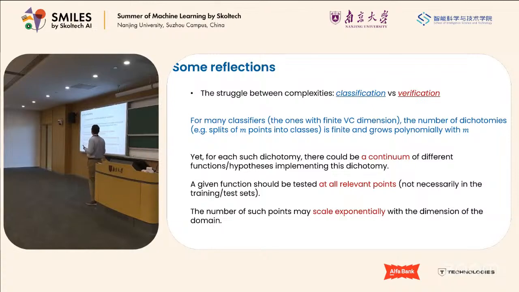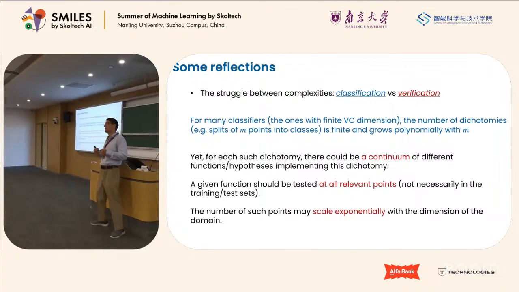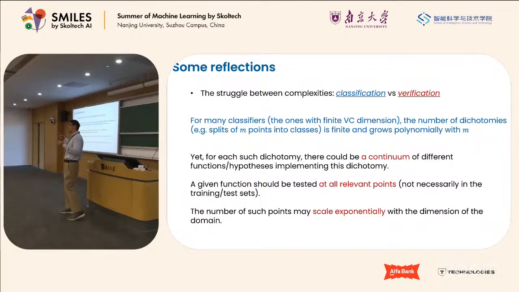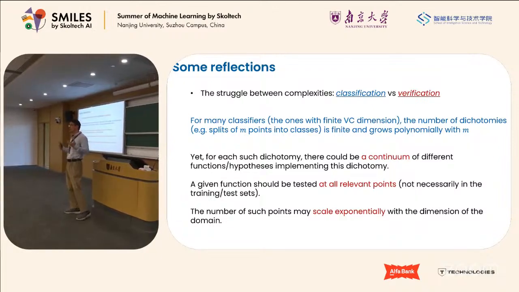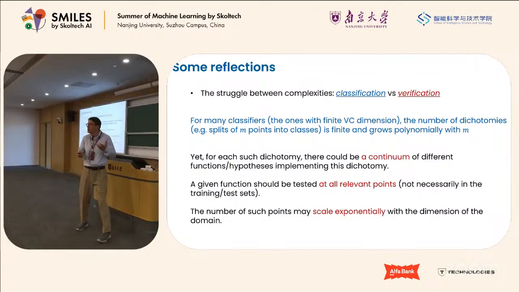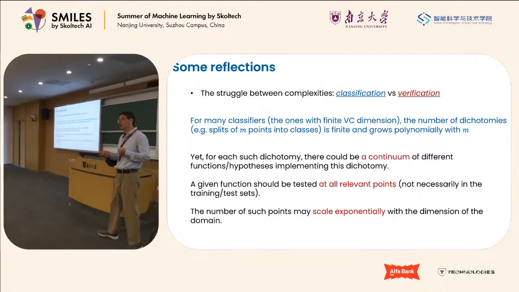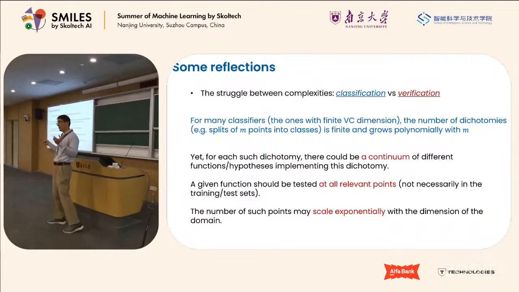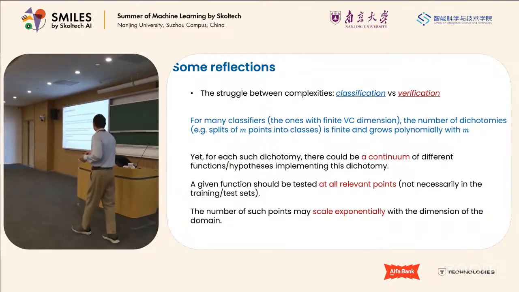However, for each such dichotomy, there could be a continuum of different functions implementing this dichotomy. So for each dichotomy, of which you have polynomially many, there could be a continuum of realizations of this dichotomy in your model. And this is where the tension lives. If you want to verify stability and robustness, you have to be searching in a class which is much larger than a polynomial, right? And that's where this tension lies between the classical generalization bounds and the verification of accuracy, stability and robustness.